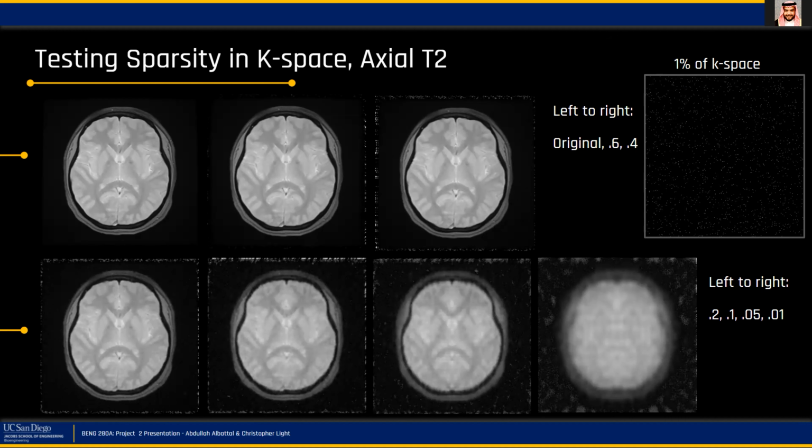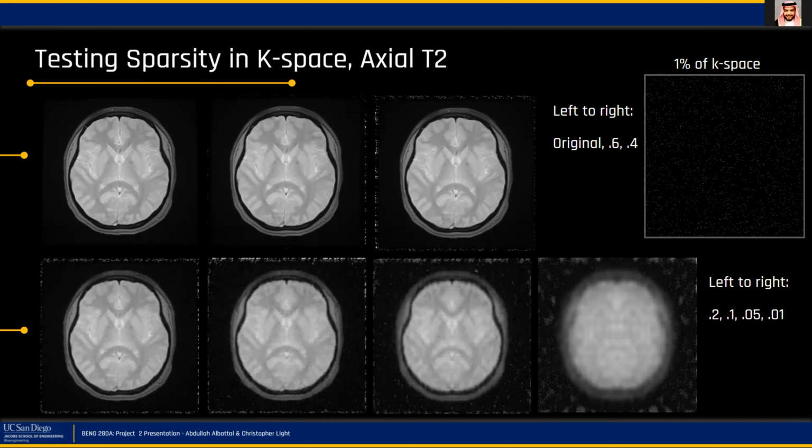So these are still the 630 by 630. We don't do any downsampling here, but we do compression. From left to right, you see the original, top left is original. Then next is 60% of the k-space data, 40%, 20%, 10, 5, and 1%. And the reconstructions are shown here.